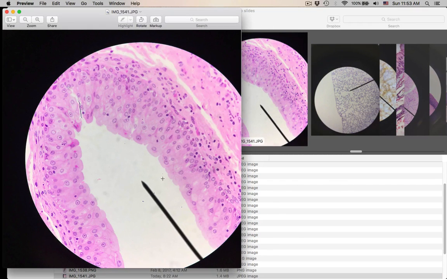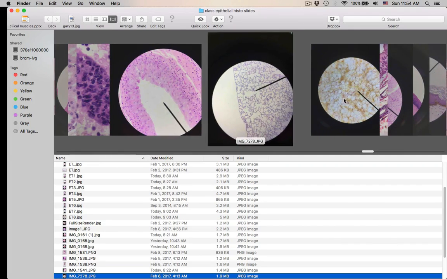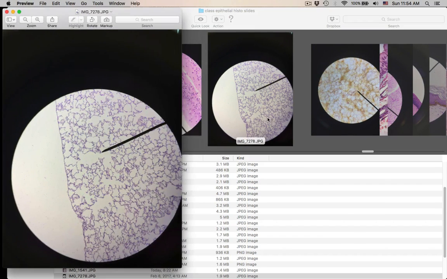You're crying uncle, I know by now, but what do you see here? This is transitional epithelium. What organ is this from? This is from the lung. What kind of epithelial tissue do you see throughout here? Simple squamous.